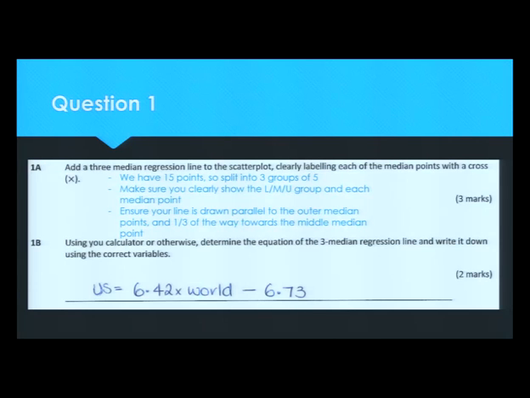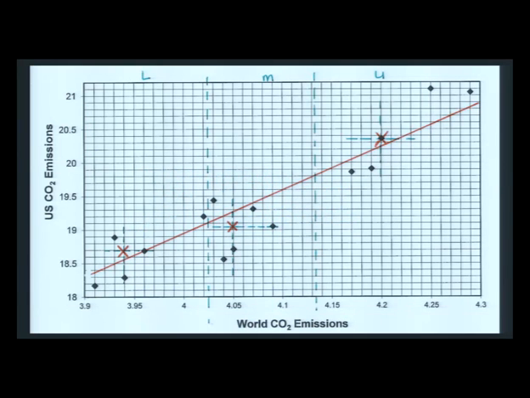Alright, cool. So, question 1 in these tasks asks you to add a 3 median regression line. I've just put some pointers up there. You need to work out how many points you started with, because with your 3 median regression you have to split your scatter plot into 3 equal sections. In this case it has 15 points, so that means 3 equal groups of 5. You don't have to work out exactly where to put those lines.